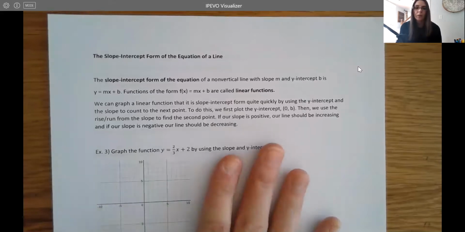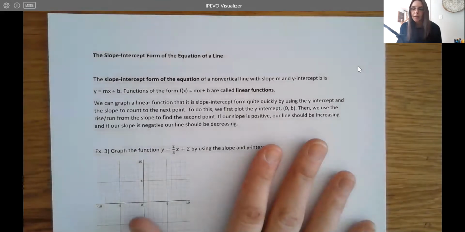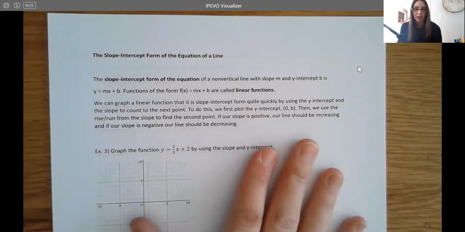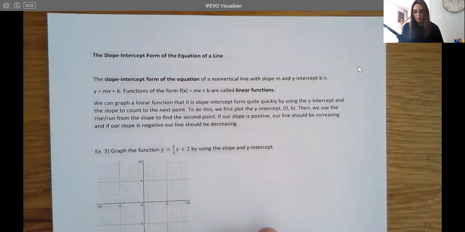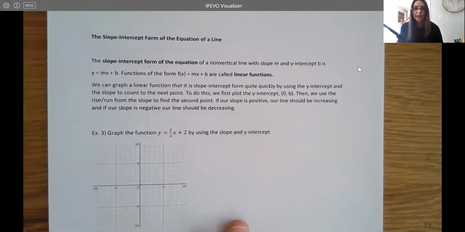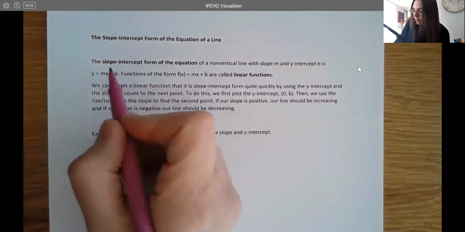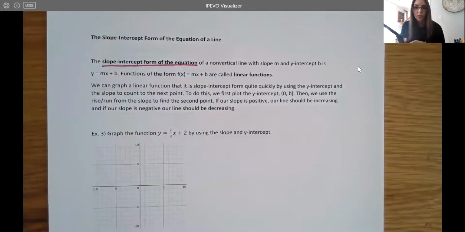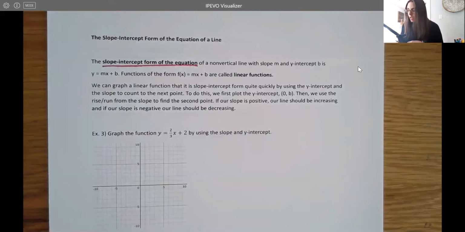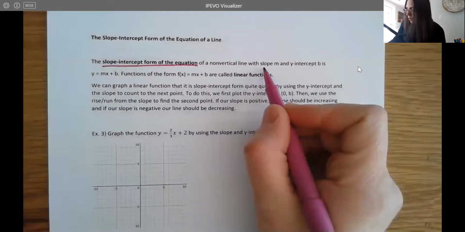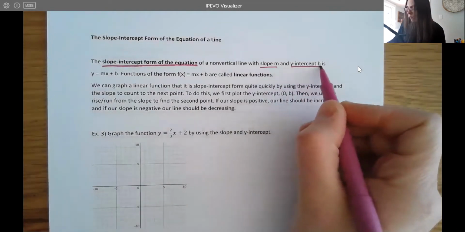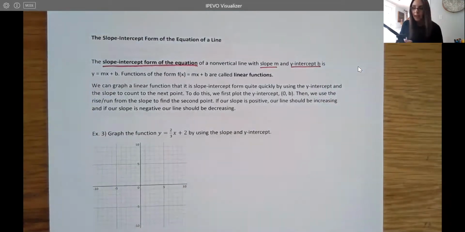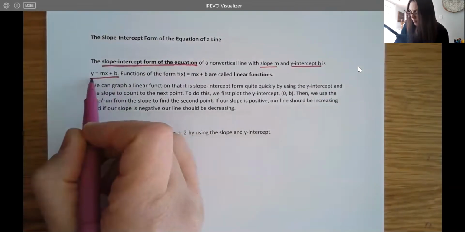But when it comes to graphing with slope, this is really just for lines. But it's a nice little application here. It makes graphing pretty fast. So there's a form of the line called the slope-intercept form of the equation. And there's lots of different forms of linear equations. This is just one of them. And in this form, your slope is m, and your y-intercept, we're using the label of b. And we write it like this.